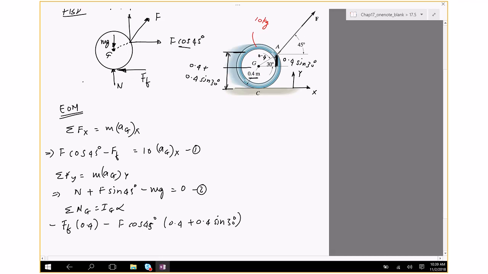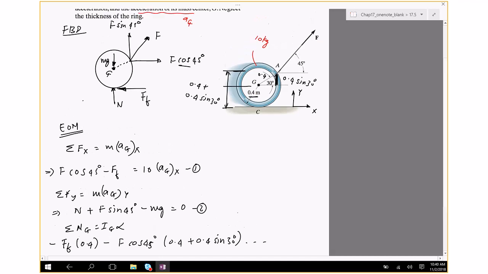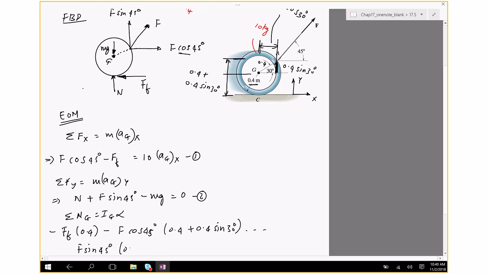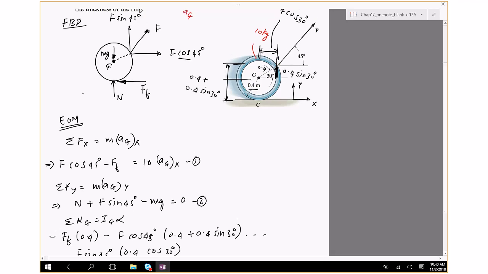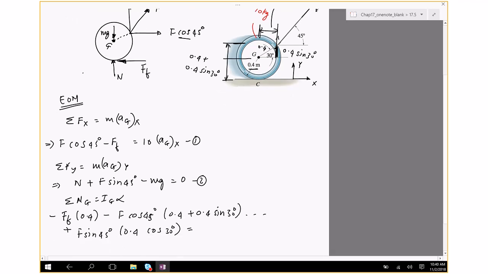And then I'm going to continue in the next line. F sine 45 has a moment arm equal to the distance from here to here, and that is 0.4 cosine 30. So F sine times 0.4 cosine 30 degrees, and we can see that F acts upward about G. It's going to create a counterclockwise torque, so positive. Equals I_G alpha. For a ring, I_G is mass times radius squared times alpha. Let me call that equation 3.